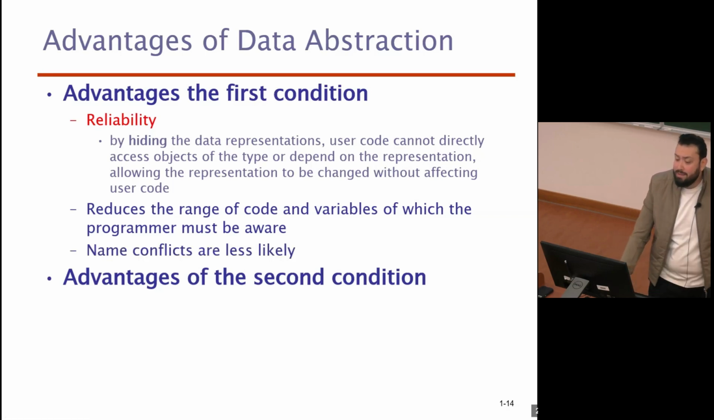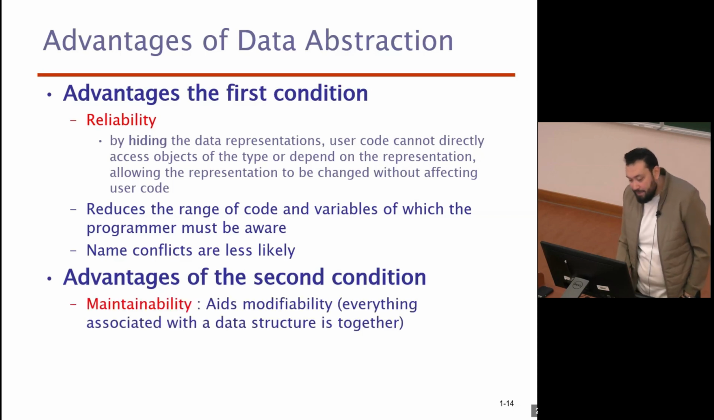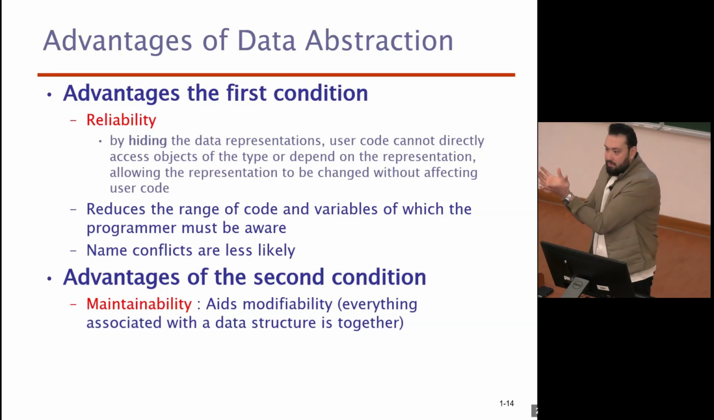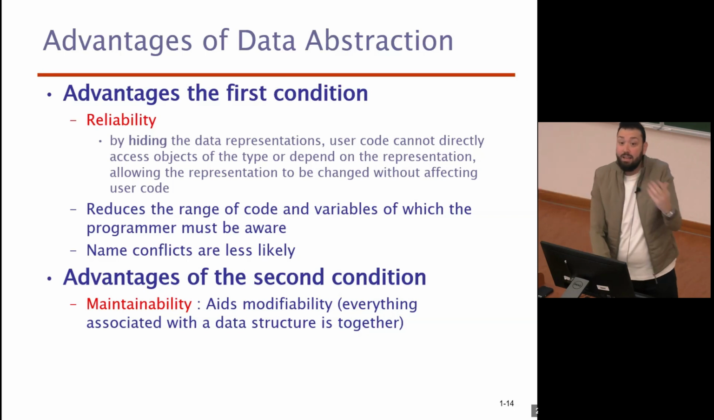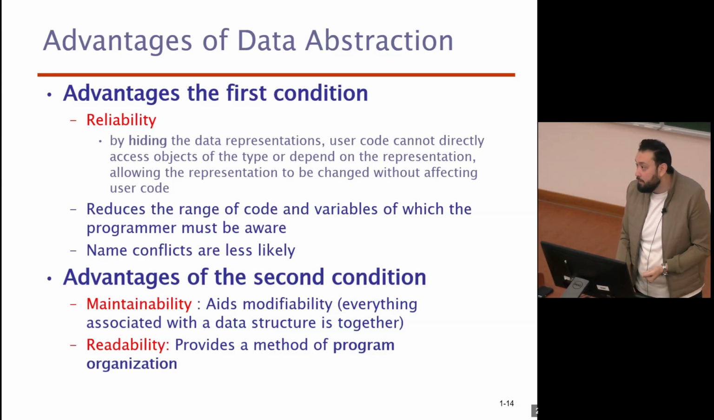Name conflicts are less likely. Now, the advantage of the second condition is maintainability, it aids modifiability, because if I have them in one place, encapsulated, I can just go there and track them. I can maintain it better. And also, it will be readability. Why? Because they are structured in a very beautiful way. If I want to check anything related to array stack, I'm going to go to this section. So readability, maintainability, and then reliability for the first one.